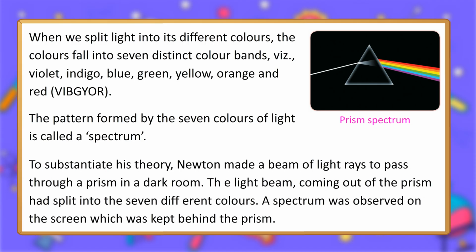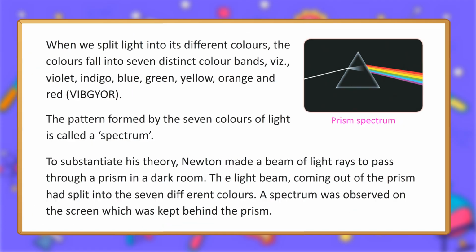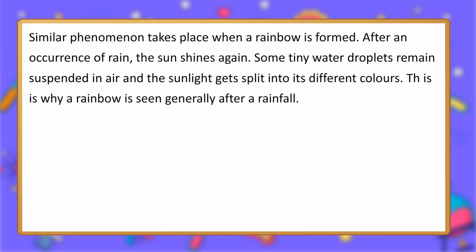To substantiate his theory, Newton made a beam of light rays pass through a prism in a dark room. The light beam, coming out of the prism, had split into the 7 different colors. A spectrum was observed on the screen which was kept behind the prism. A similar phenomenon takes place when a rainbow is formed.